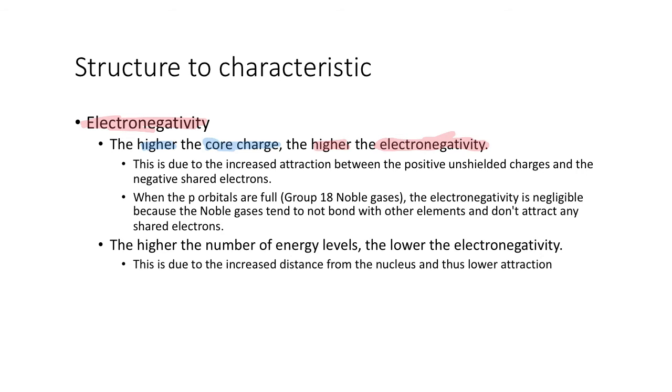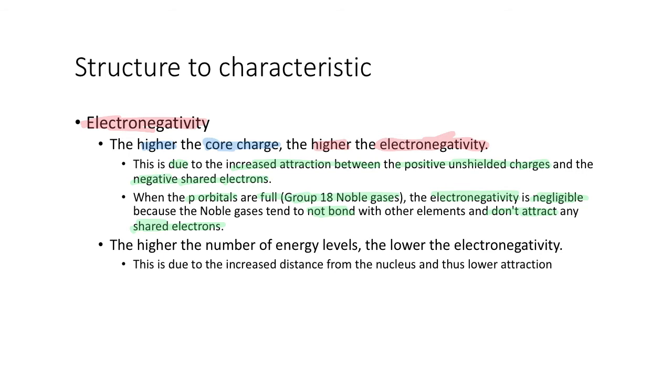So this is due to increased attraction between the positively unshielded charges and the negative shared electrons. Effectively, the higher the core charge, the higher the electronegativity. However, when the p orbital is full, i.e. the group 18 noble gases, the electronegativity drops to nothing, because it doesn't really need to bond with other elements. It doesn't attract any shared electrons. It's effectively saying, I've had enough.